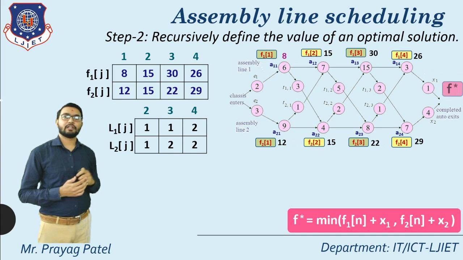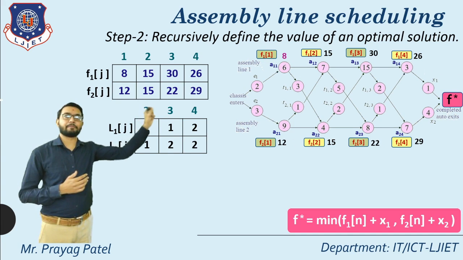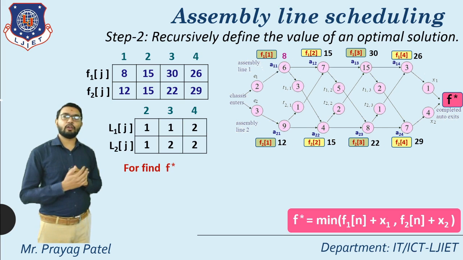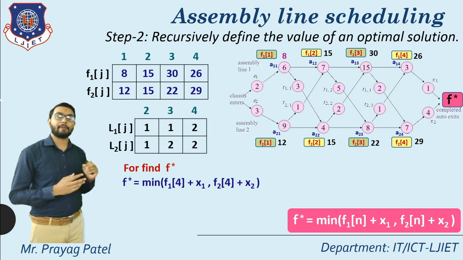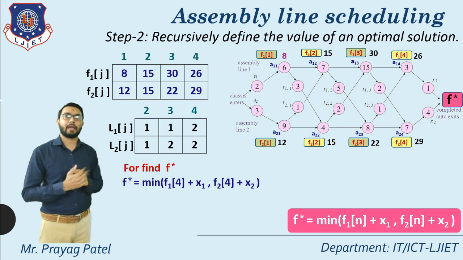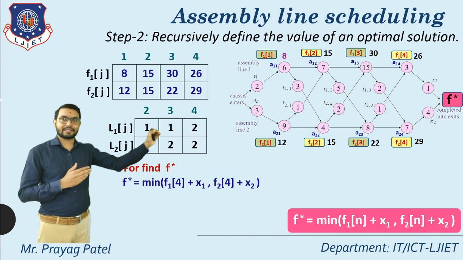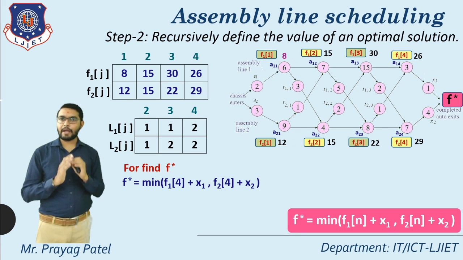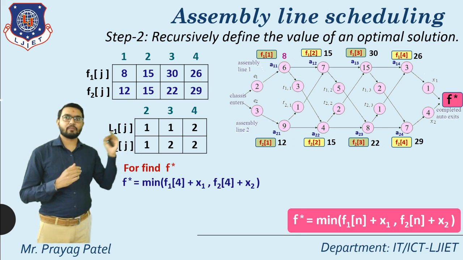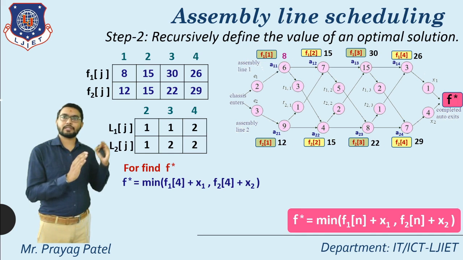So here consider the last location as F star. Find the value of F star. We use the equation F star equal to minimum of F1n. Here what is the value of n? N means the last station. Total number of stations equal to 4. So consider the value of n equal to 4. So here consider the minimum of F14 plus x1, and the second part is F24 plus x2.